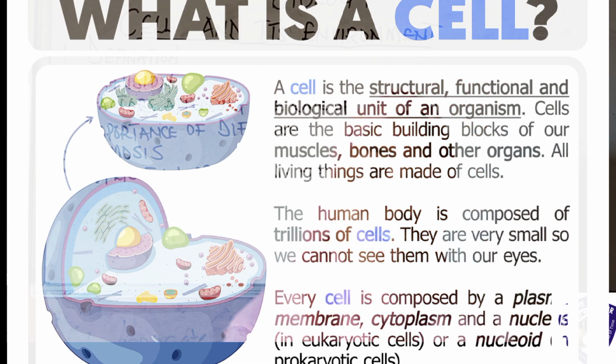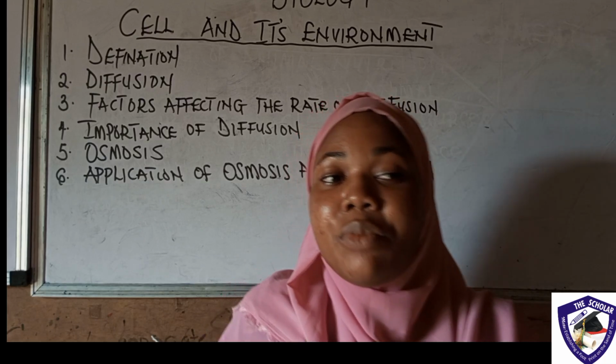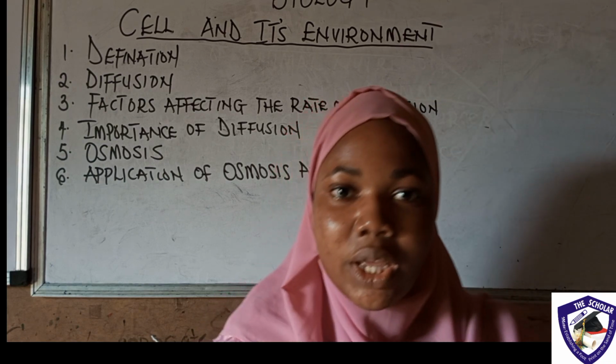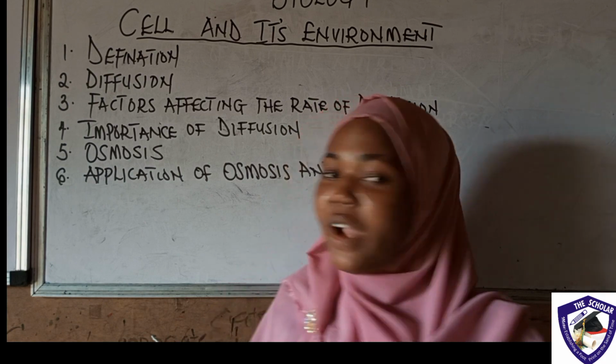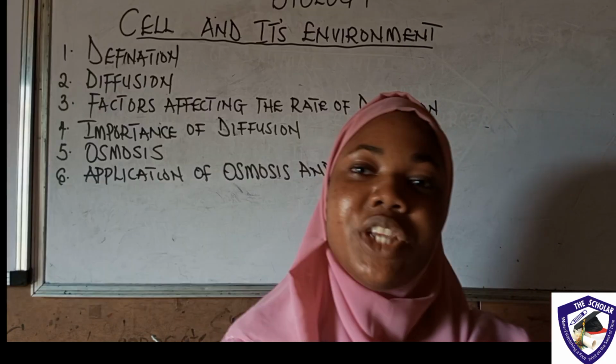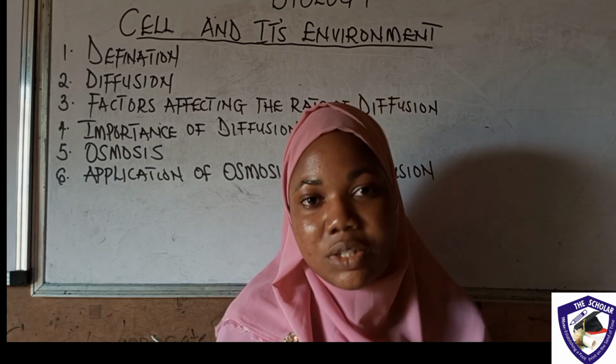Now when you hear the word cell and its environment, it refers to the activities of the cell in a given environment or the function of the cell at a particular condition. For every cell, they have their particular function that they perform, which helps the development and the growth of the various living organisms.